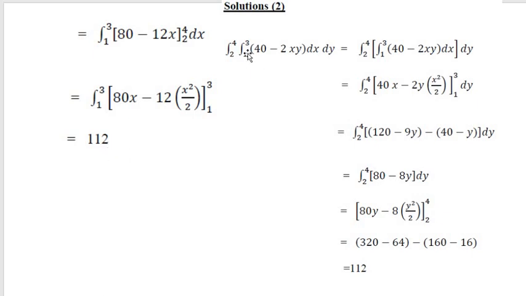Now by Fubini's theorem, we can also evaluate this integral by considering this double integral and performing the integration first with respect to x and then with respect to y, so we will get the same answer.